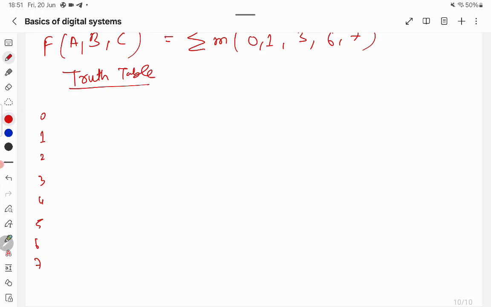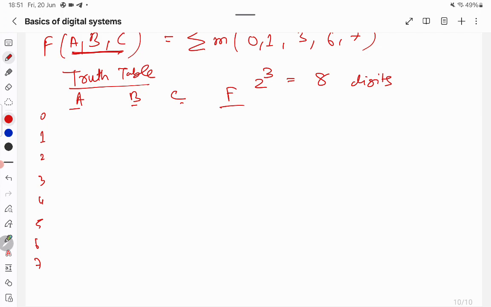Why 0 to 7? As I said, you will apply the formula. So 3 inputs means 2 to the power 3 will be 8. So you will have 0 to 7 as 8 digits. Okay. So you will write here a, b, c and the function f output.